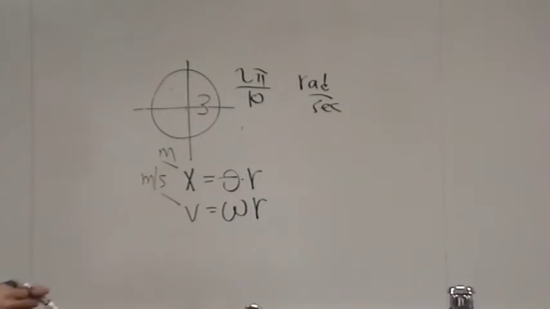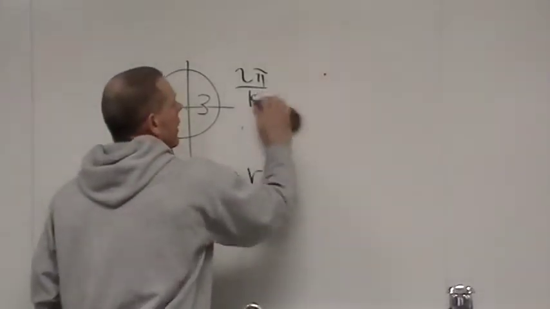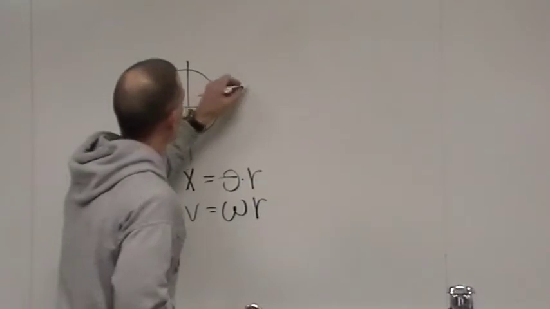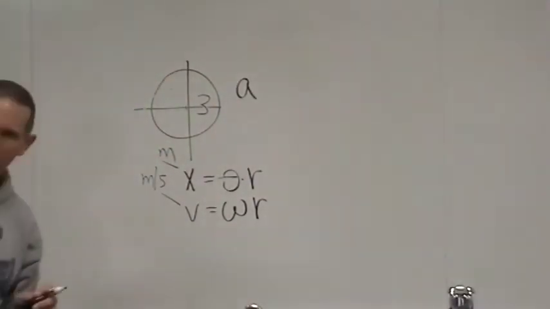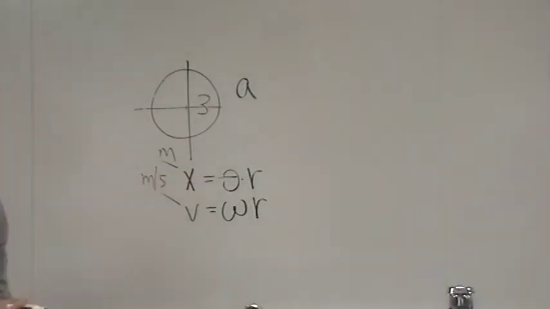We've also measured something else in the past many times. We have measured acceleration. And you can accelerate by going faster and faster and faster, or slower, slower, slower. But you can also accelerate in a circle.